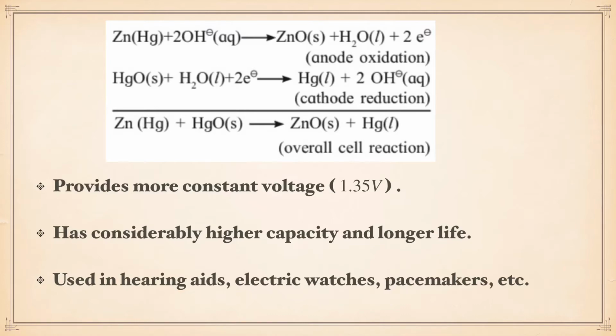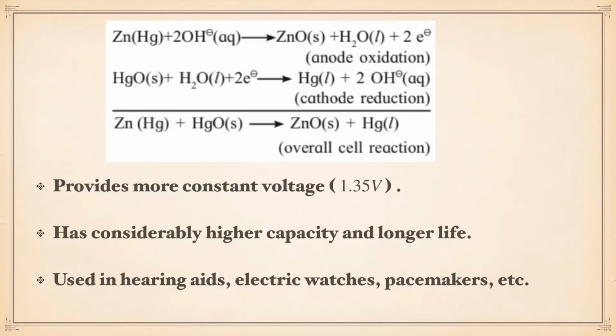Mercury is getting reduced over here. So in HgO, mercury is in the +2 oxidation state, reacts with water and accepts electrons to give mercury plus hydroxide ion. Over here please understand Hg is in the 0 oxidation state. So +2 to 0 oxidation state, decrease in the oxidation number, so it is reduction. So the overall reaction will be, H2O and electrons from both the sides will get cancelled, and the overall reaction will be zinc amalgam plus mercury oxide gives zinc oxide plus mercury.